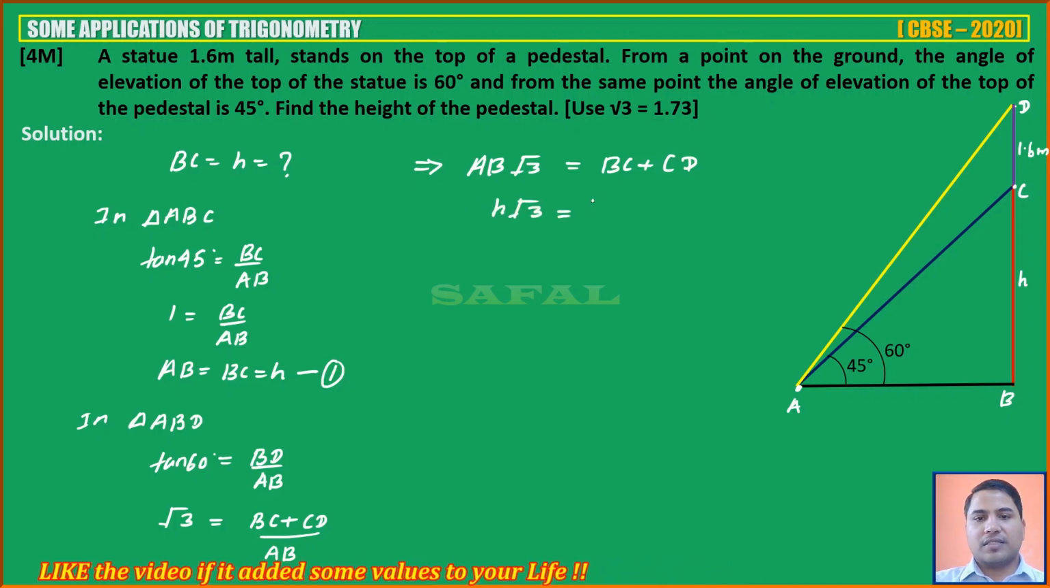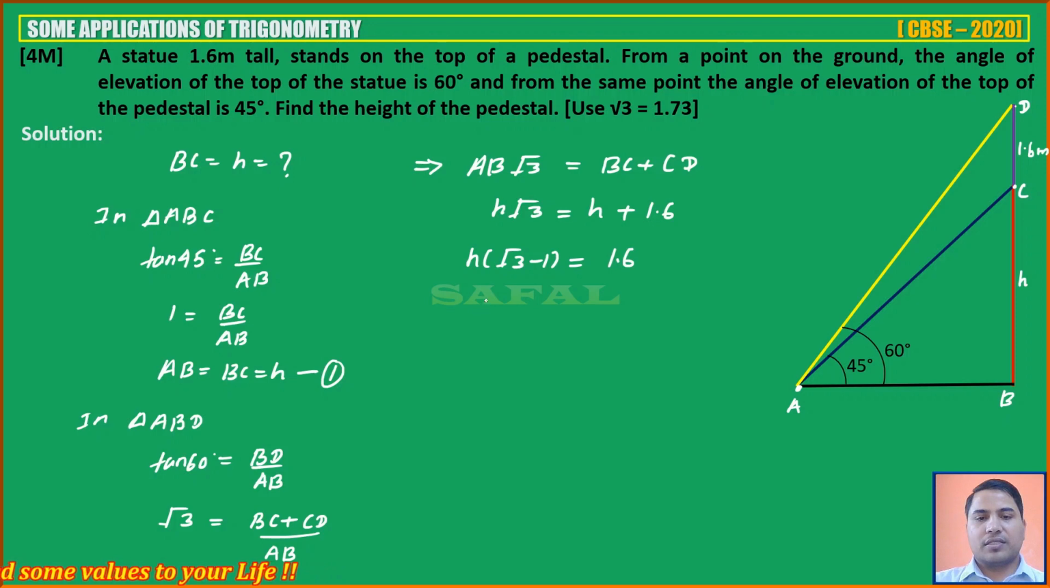Now BC is H and CD is 1.6. So this H will come to this side. So H I'll take common: H times root 3 minus 1 equals 1.6. So from here I'll get H as 1.6 by root 3 minus 1.